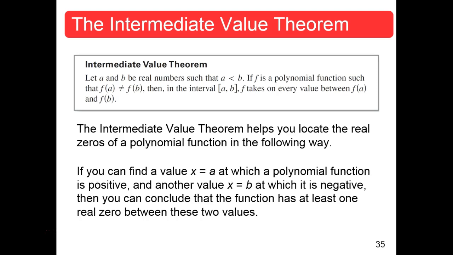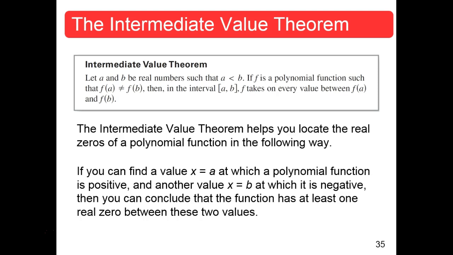If f is a polynomial function, as soon as you read that, you know it's what two features? Smooth and continuous, especially continuous. Such that f of a is not equal to f of b. See, if f of a equals f of b, there's nothing in between f of a and f of b, so it's sort of a moot point there. So if f is a polynomial function such that f of a is not equal to f of b, then on the interval a to b, f takes on every value between f of a and f of b, at least once, maybe more than one time.